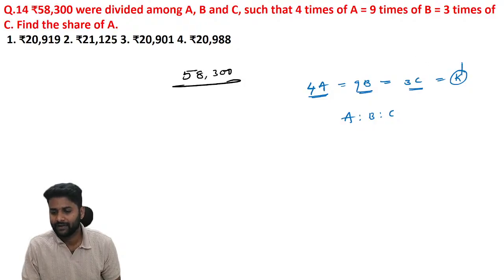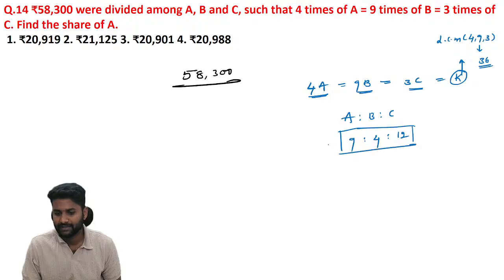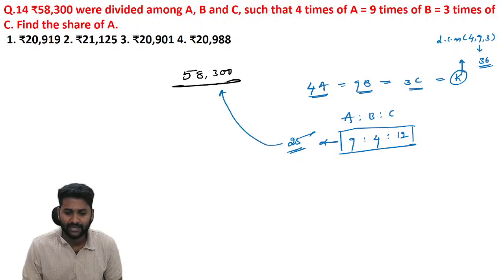We need one reference. Again, the common multiple of 4, 9, 3 is your answer. So 9, 4, 3, then the common multiple is 36. Now 4 becomes 36 is 9 times. 9 becomes 36 is 4 times. 3 becomes 36 is 12 times. Means if the total value is 25 units, then A got 9 units, B got 4 units, and C got 12 units. Now first identify each unit value.